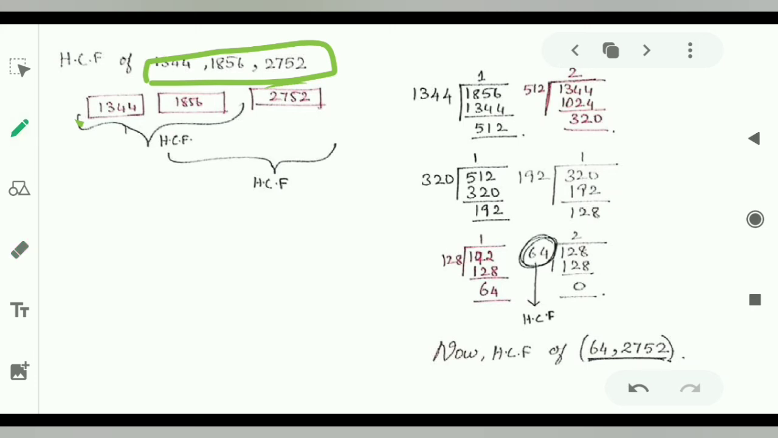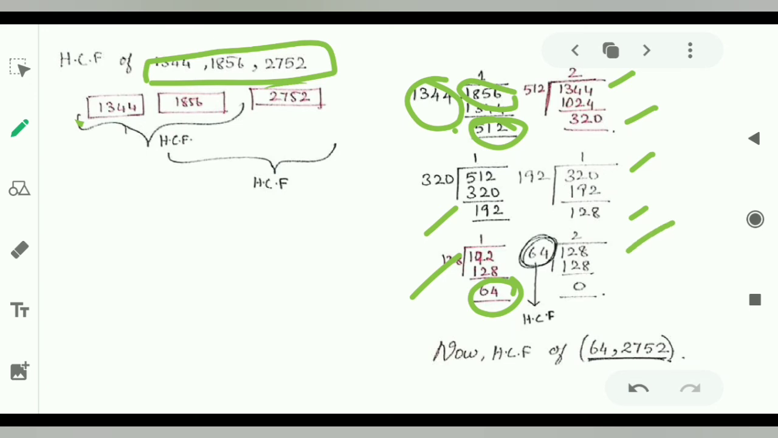Okay, for that what do we have to do? Divide the larger number by the smaller number, getting a remainder. Then divide the divisor by the remainder, getting a remainder. Repeat the process. Divide the divisor by the remainder, getting a remainder. Repeat the process again. Good, very good. You have to repeat the process, right? Okay. Divide the divisor by the remainder.